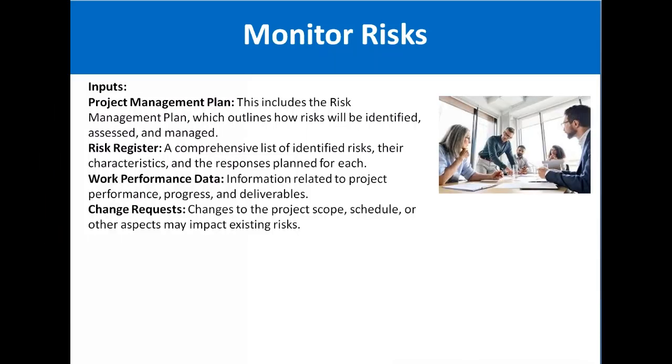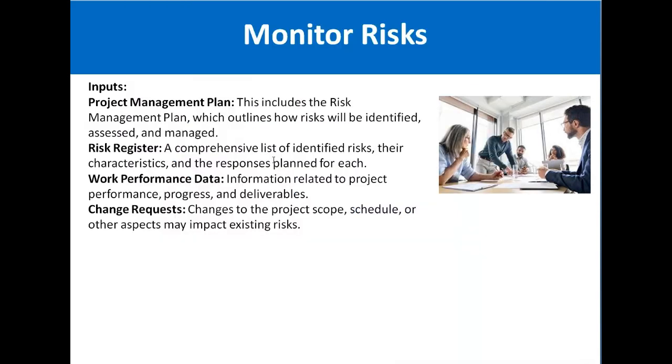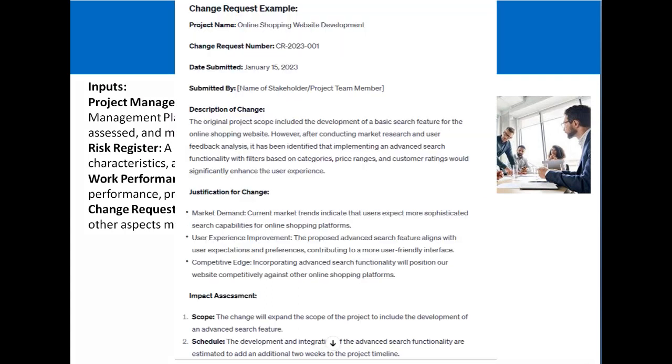Then work performance data means information related to project performance, progress, and deliverables, that is, how the project is progressing and what the actual performance of the work actually completed is. If there are any changes to the project scope, schedule and other aspects, they may impact existing risks, so it may arise here as well. So if there are any changes, obviously it will be another input for the Monitor Risk process.